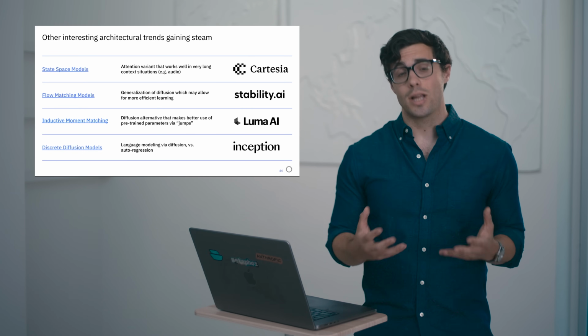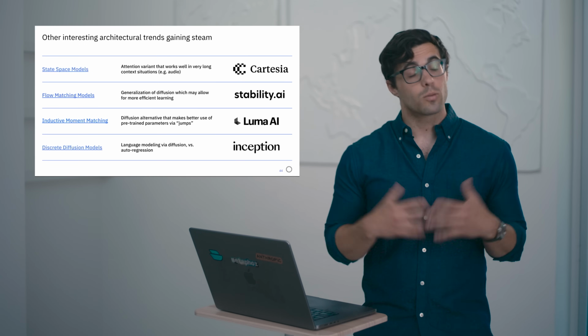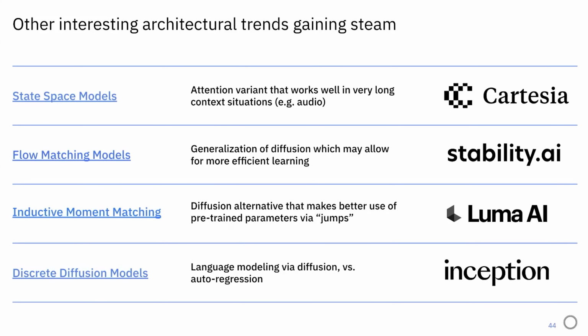But there's some really cool explorations in the space now of other directions you might want to go. And so really briefly, some examples. There's a concept known as state space models, which is you take attention, but you kind of relax it a little bit so that you can better handle very large context windows. This matters a lot in some domains like audio, and there's a pretty cool company called Cartesia that's pursuing that direction.